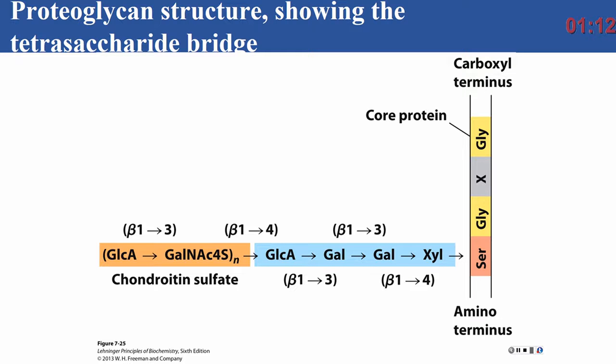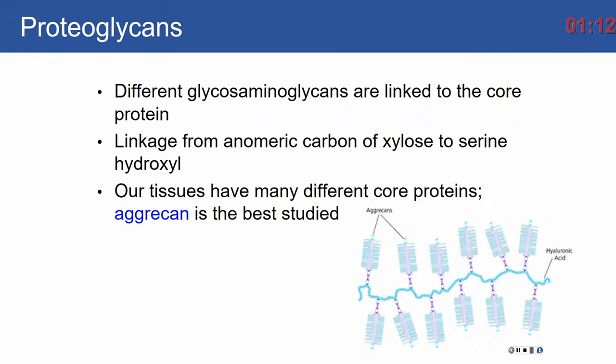And remember you have a beta-1,3 and a beta-1,4 in between the galactose and your xylose, and a beta-1,3 here, beta-1,4 here, and here's your chondroitin sulfate. And we know that chondroitin sulfate is one of those molecules that helps lubricate our joints.